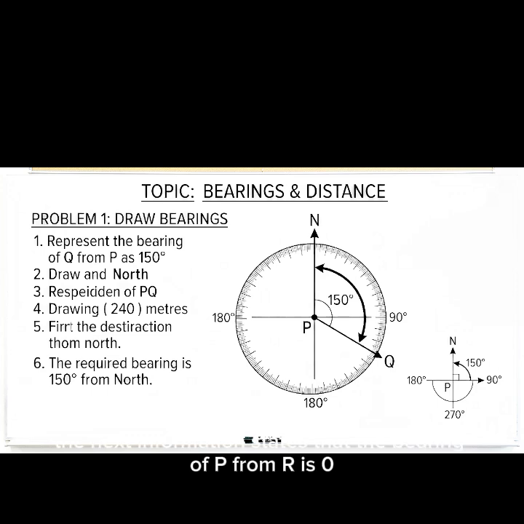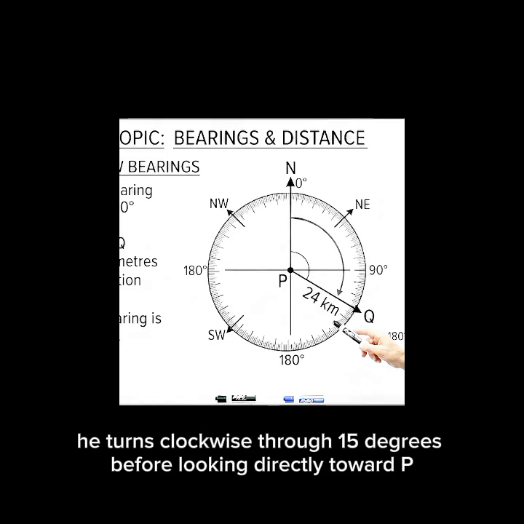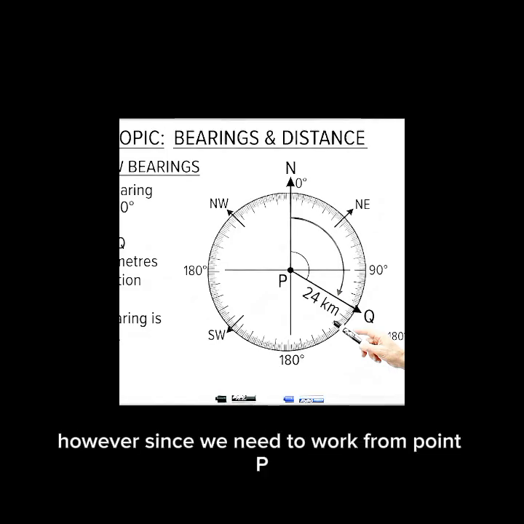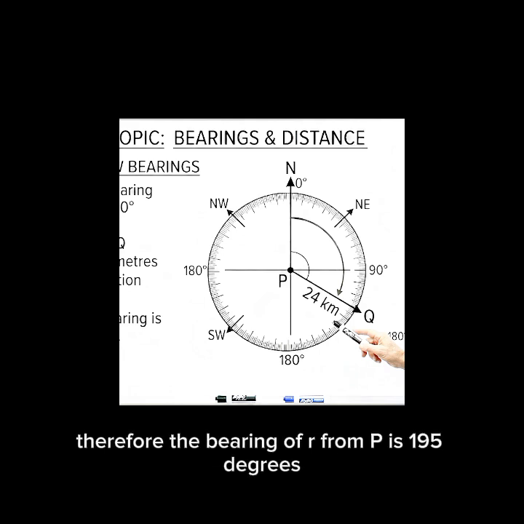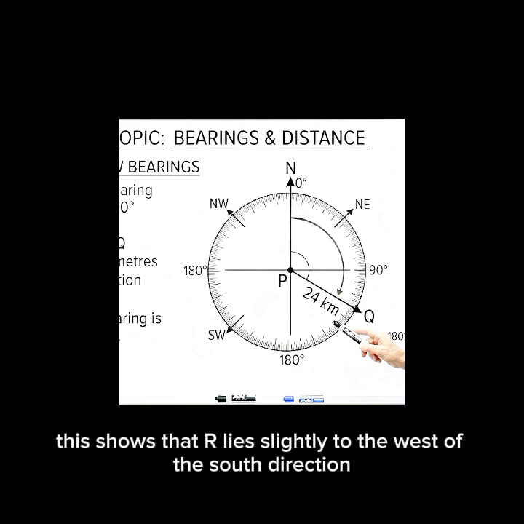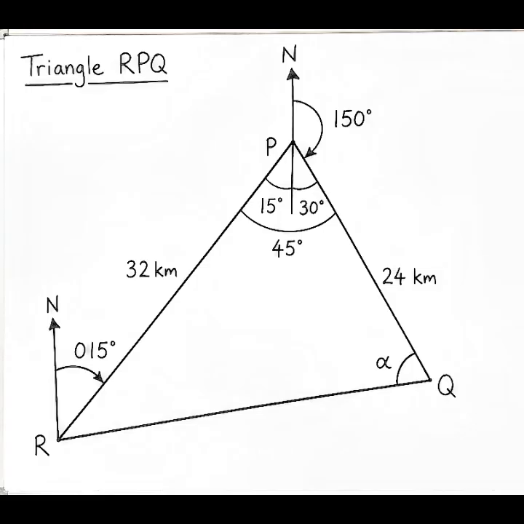The distance from P to Q is 24 kilometers. The next information states that the bearing of P from R is 015 degrees. This means that if a person stands at R and faces north, he turns clockwise through 15 degrees before looking directly toward P. However, since we need to work from point P, we find the reverse bearing. To obtain the reverse bearing, 180 degrees is added to 15 degrees, giving 195 degrees. Therefore, the bearing of R from P is 195 degrees. This shows that R lies slightly to the west of the south direction from P. The distance from P to R is 32 kilometers.